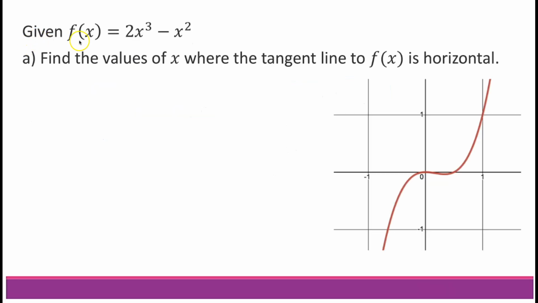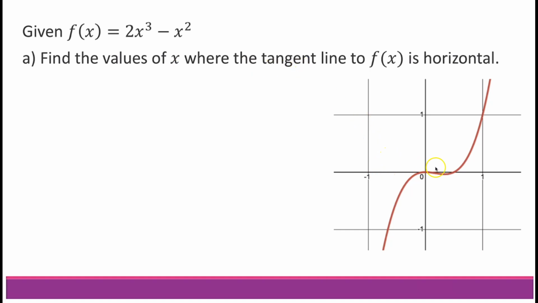In this next problem, we're given the function f of x equals 2x cubed minus x squared. And in part A, we're asked to find the values of x where the tangent line to f of x is horizontal. Now the graph won't necessarily be given to us, but just to understand the concept, I have the graph here of 2x cubed minus x squared. And we're looking for the values of x where the tangent line is horizontal.